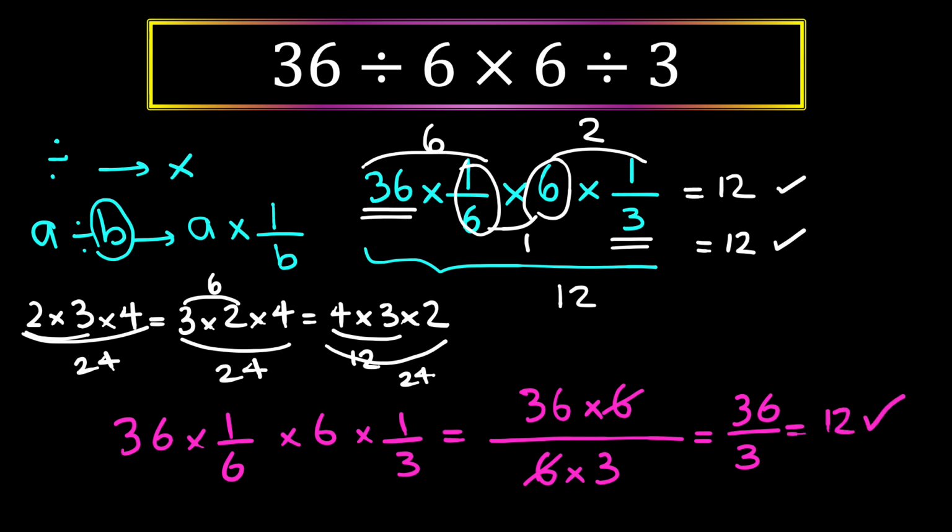To wrap up, when you have multiple division and multiplication signs and it seems confusing, you can easily change all division signs to multiplication and then multiply in any order, because according to the commutative property, the final answer will be the same.